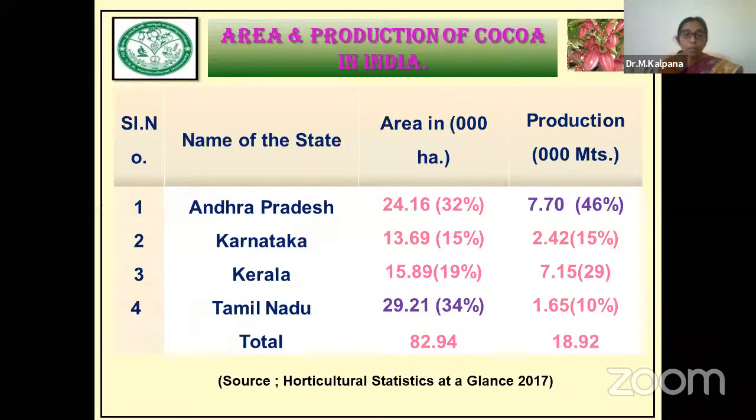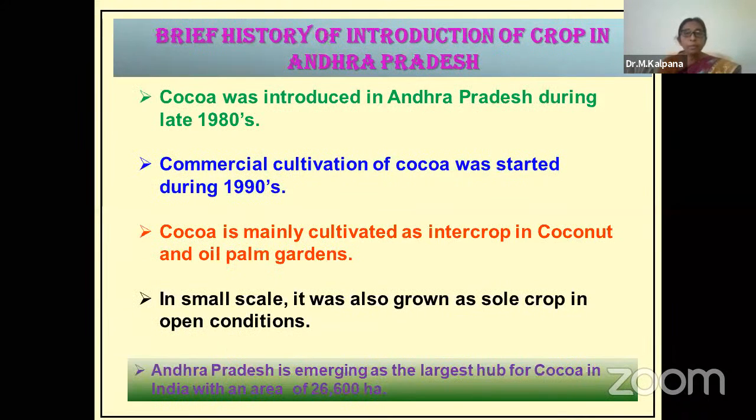Among these, Tamil Nadu stands first in area, followed by Andhra Pradesh, whereas in production, Andhra Pradesh is the leading state, followed by Karnataka. So maximum area is in Tamil Nadu and Andhra Pradesh. Now, a brief history about the introduction of the crop in Andhra Pradesh.